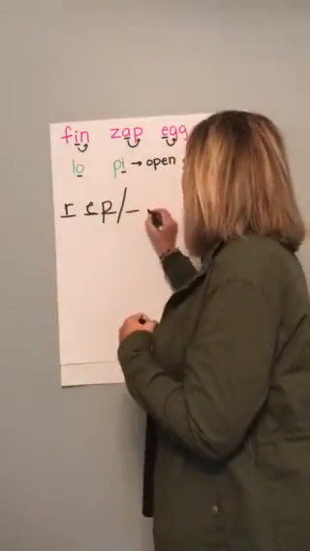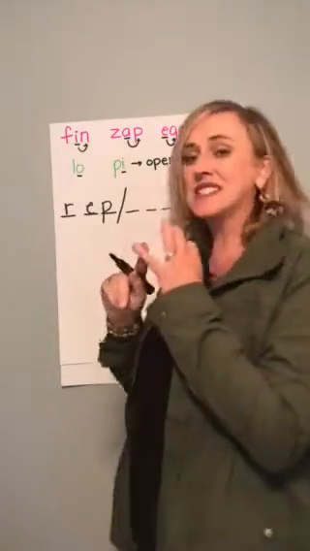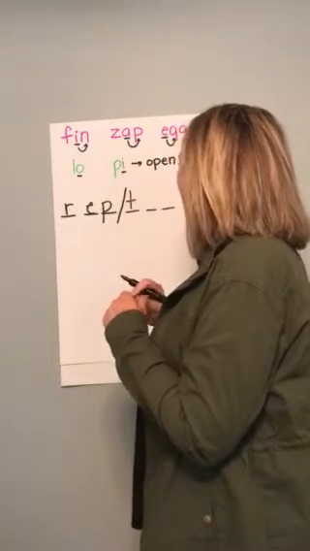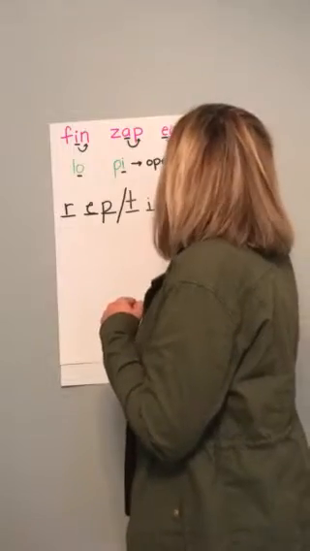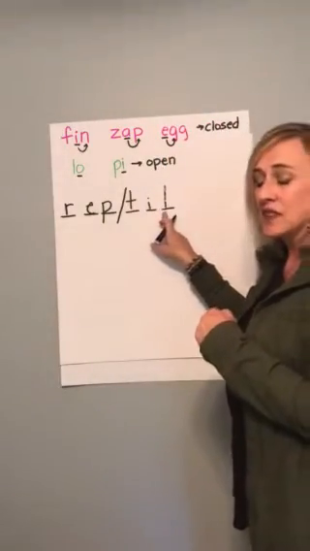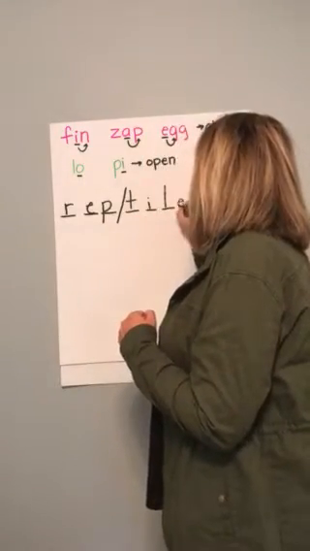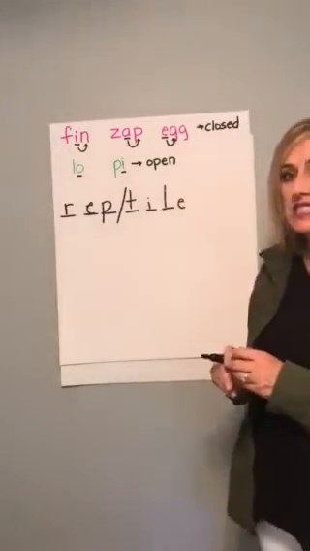Tile. T-I-L. What says t? T. I. L. Right now that says till. I need that I to say its name. So I'm going to add my silent E. That makes I say its name. That's our vowel consonant E rule.